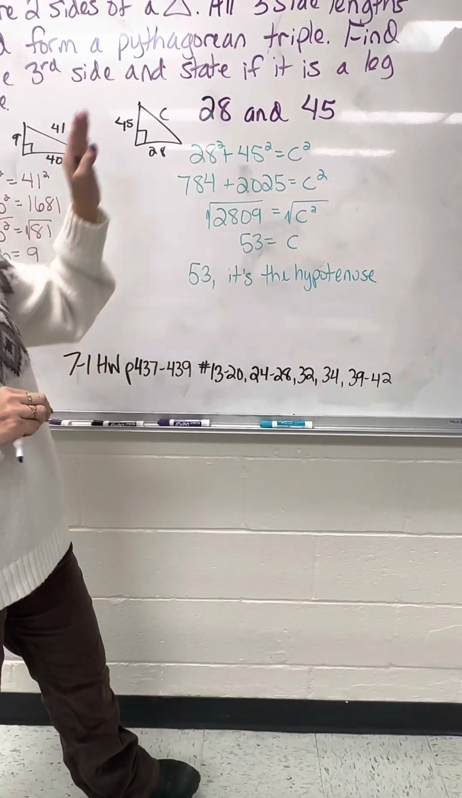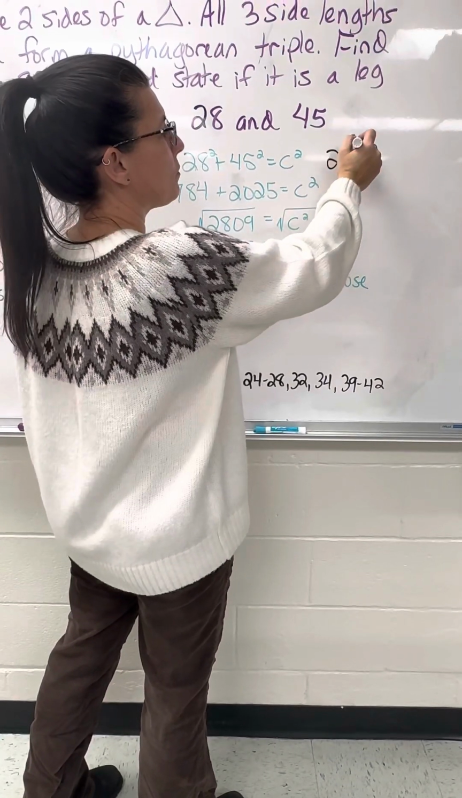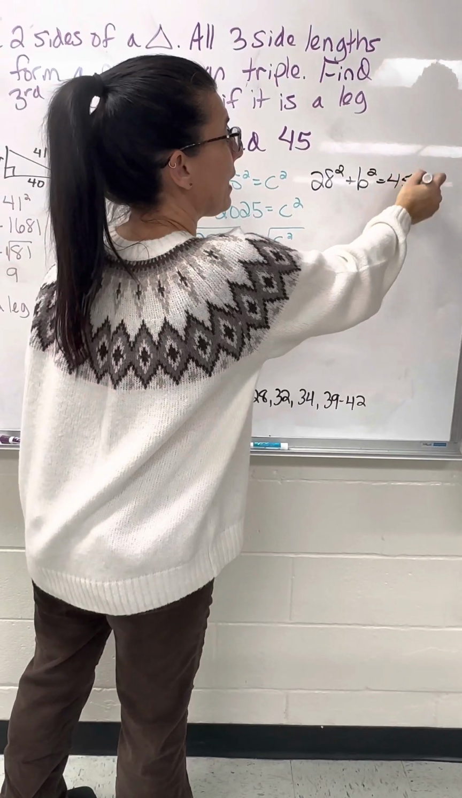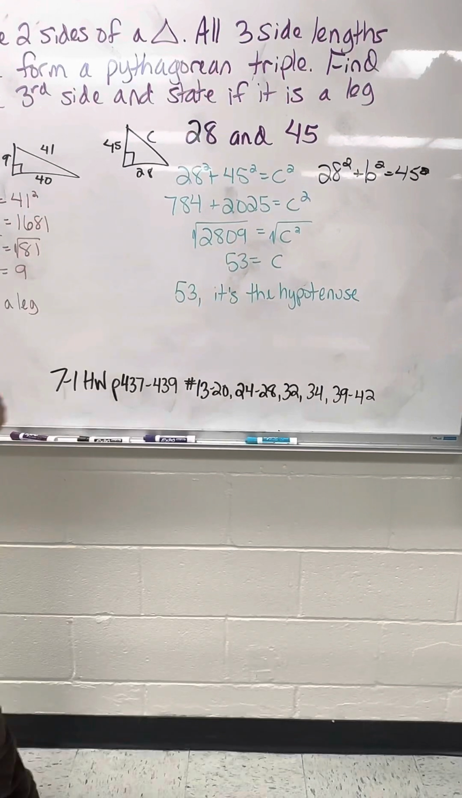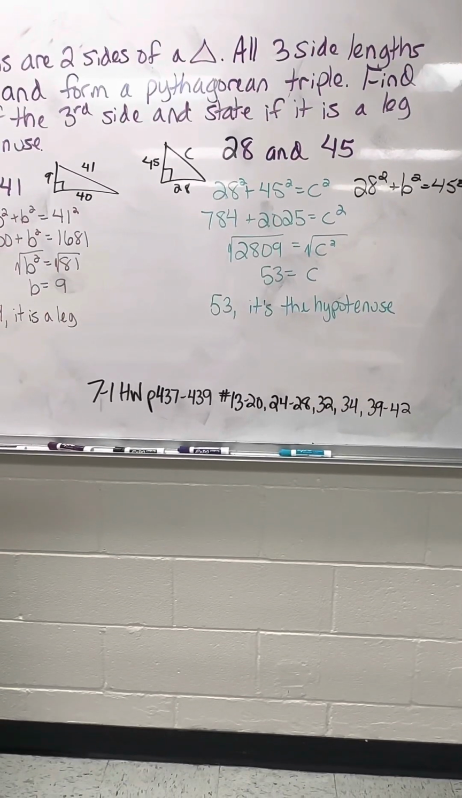If this scenario didn't work, and it does, I would have to go to my next step, which would be 28 squared plus b squared equals 45 squared. I don't need to do that because I got a whole number in this scenario. So if you need to rewind and look at this again, that's fine. These are a little bit tricky, but they're very doable.